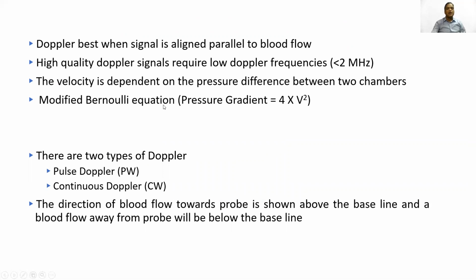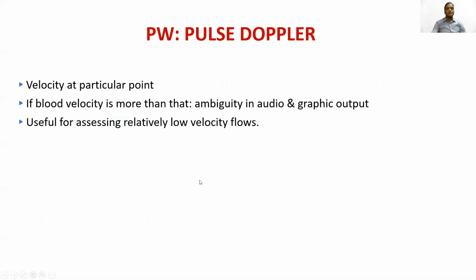The velocity is dependent on the pressure difference between two chambers, like the left ventricle and right ventricle in case of VSD. Two types of Doppler are there, pulse wave and continuous wave Doppler. The direction of blood flow towards the probe is shown above the baseline, and away from the probe is below the baseline. The gradient is calculated according to the modified Bernoulli equation.